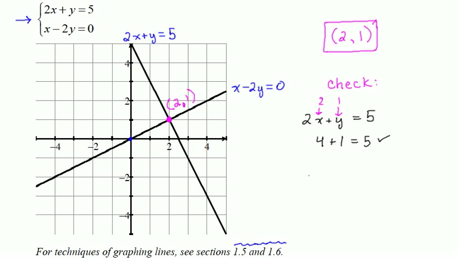Going then to the second equation, x minus 2y equals 0. Again, I'm going to plug in 2 for x and 1 for y. And I get 2 minus 2 times 1, which is 2, equals 0. And I can see that that equation is satisfied as well.